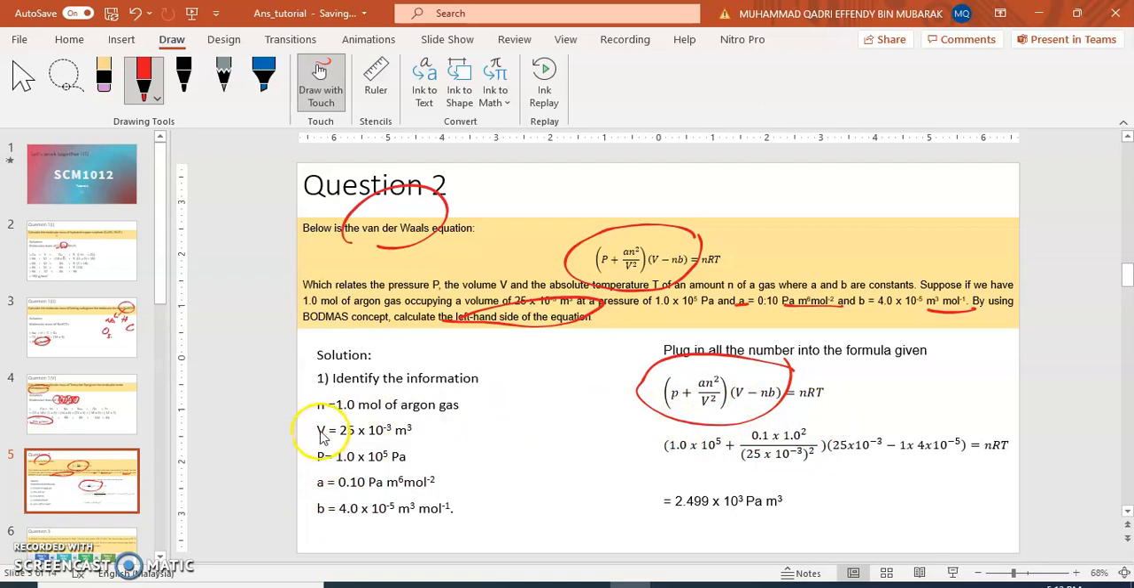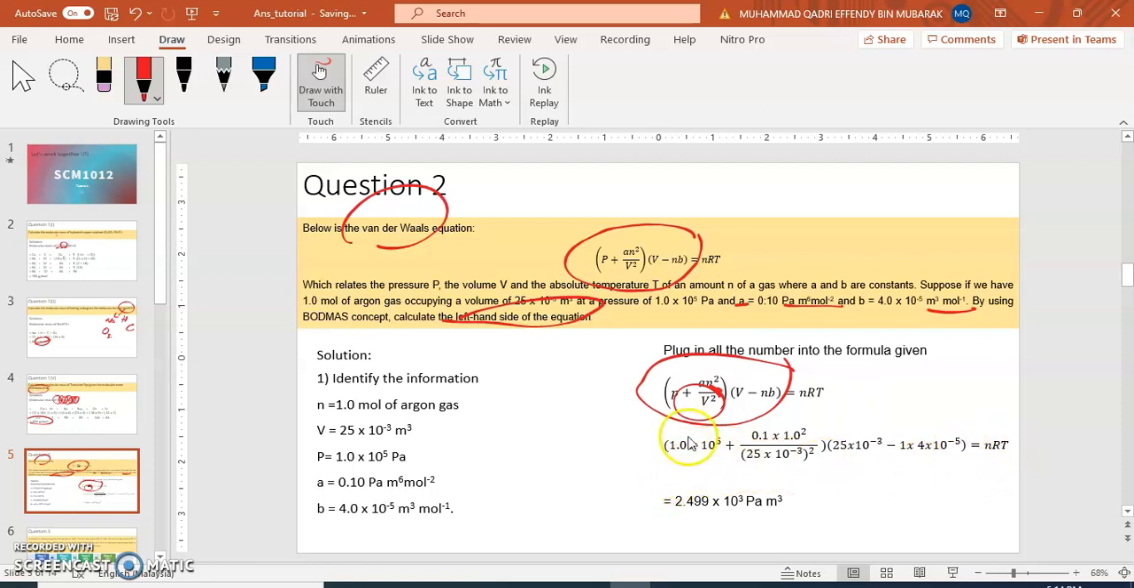Our V here, V is 25 times 10 to the power of negative 3 meter cube, to the power of 2. So don't forget about the power of the volume. In the bracket we have V minus nb. So V again is 25 times 10 to the power of negative 3, and our n is 1.0, and our b is a constant. We have 4 times 10 to the power of negative 5, equal to nRT.